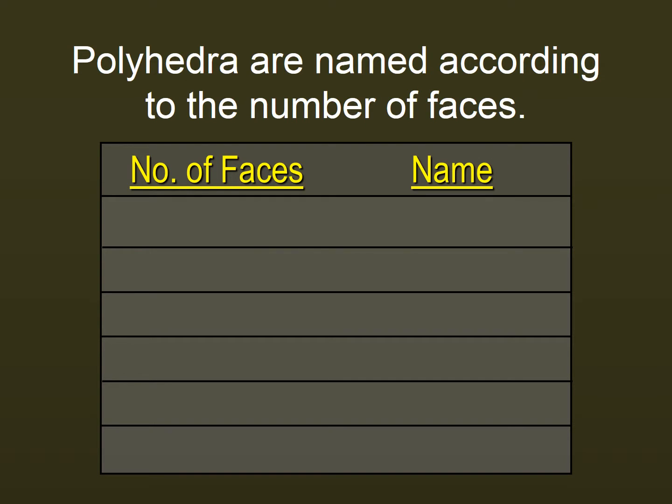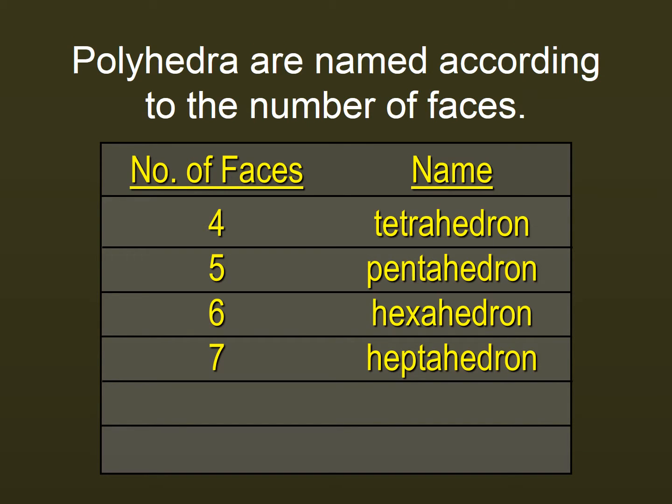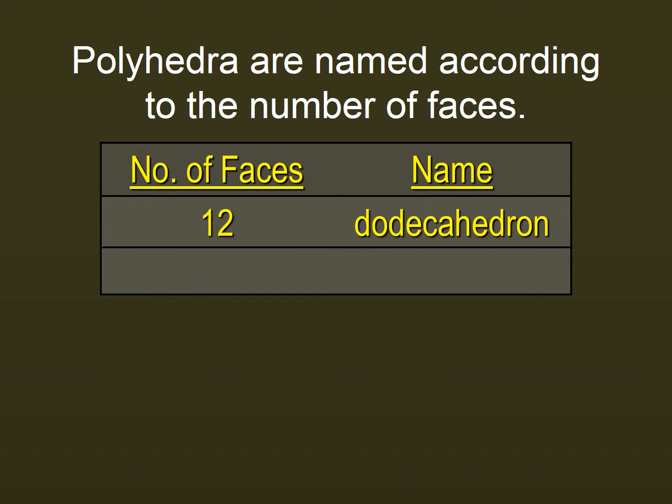So we name polyhedra according to how many faces they have. If it has 4 faces, it's a tetrahedron. 5 will be a pentahedron. 6 will be a hexahedron. 7 is a heptahedron. 8 is an octahedron. 10 is a decahedron. 12 is a dodecahedron. And then we even have a 20-faced polyhedron, and that is an icosahedron.